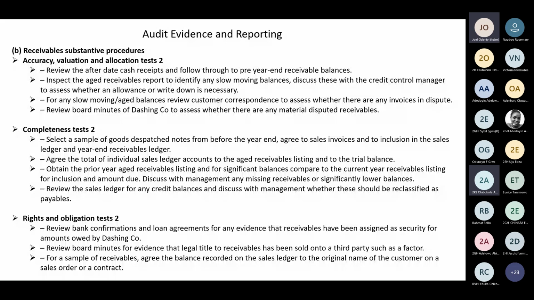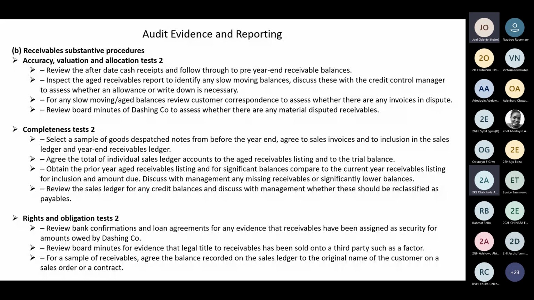Okay. Agree the total of receivables ledger. Agree the total of individual sales ledger accounts to the aged receivables listing and to the trial balance. So the key thing you should know here is you're looking at individual sales ledger accounts. So you're looking at individual customer accounts, you're trying to agree them. So you can just take a sample and you're checking the total agrees with the total on the aged listing and the trial balance, right? So that's also another procedure.